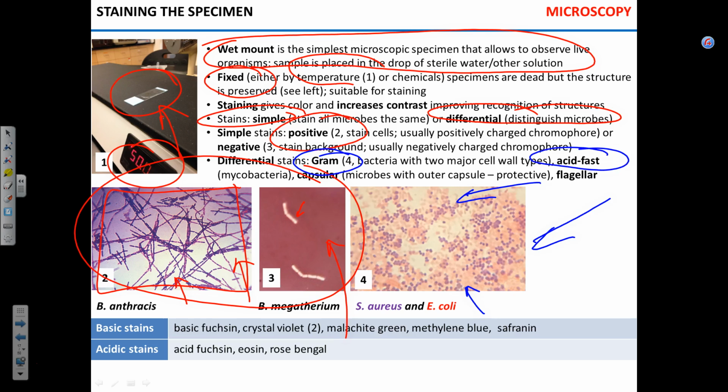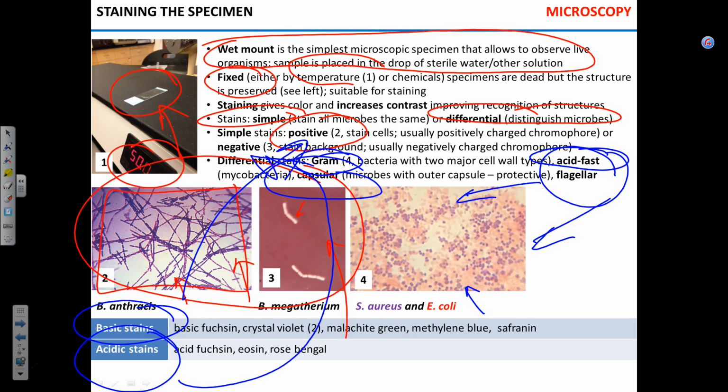There is also acid-fast staining, which allows you to distinguish specifically mycobacteria, like the causative agent of tuberculosis. Staining for capsules, protective coating of bacterial cells, and staining for flagella. Okay. Now, basic stains are usually associated with positive staining, and acidic stains are usually associated with negative. So most of the negative stains are acidic stains. Most of the basic stains are positive stains.